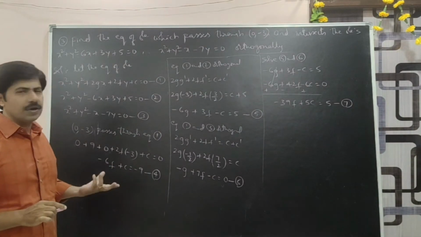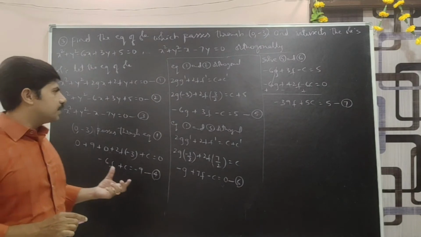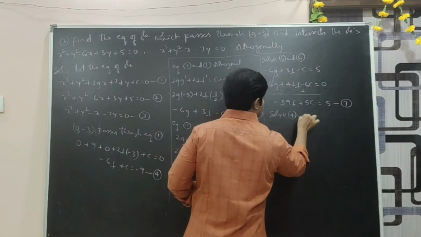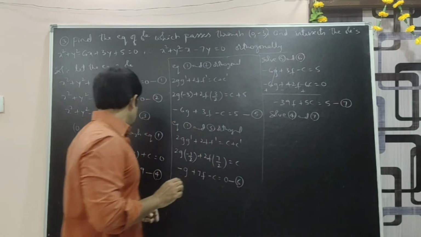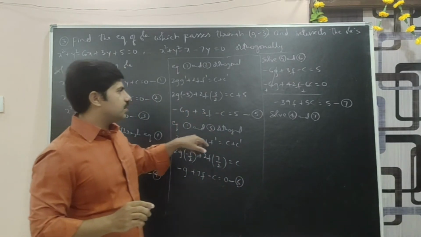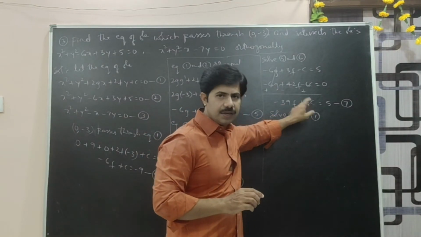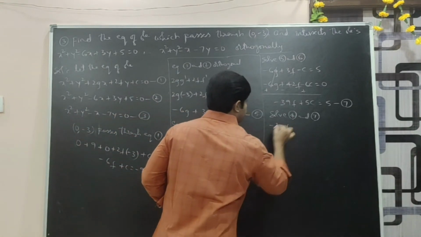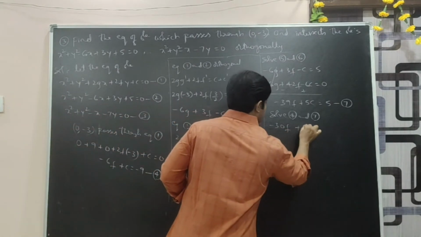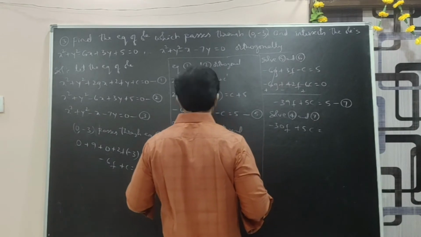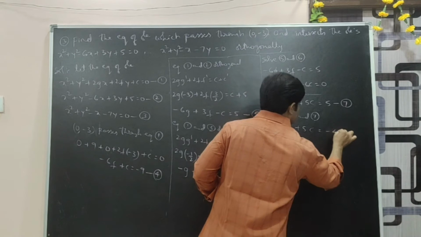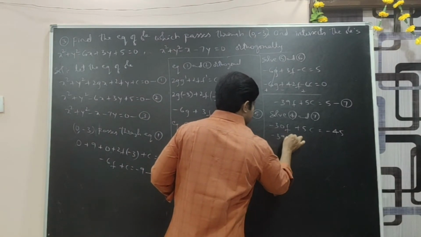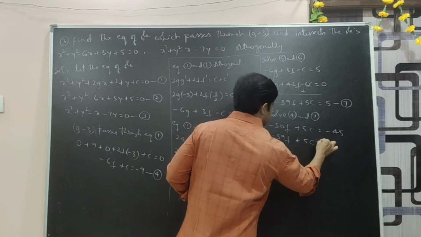Now, after getting equation 7, we'll solve 4 and 7, and we can eliminate either c or f, anything we can eliminate. Now, I'll solve 4 and 7, and I'll eliminate the c term. Equation 4 is minus 6f plus c, but in equation 7 we have minus 39f plus 5c. So we have 5c. That is the reason I will multiply equation 4 with 5. So 5 times minus 6f is minus 30f, 5 ones are 5c is equal to, we are multiplying with 5, 5 nines are 45, it is minus 45. Then the 7th equation as it is: minus 39f plus 5c is equal to 5.